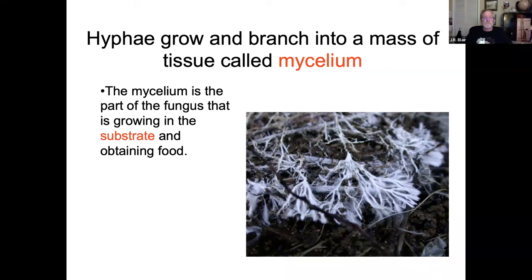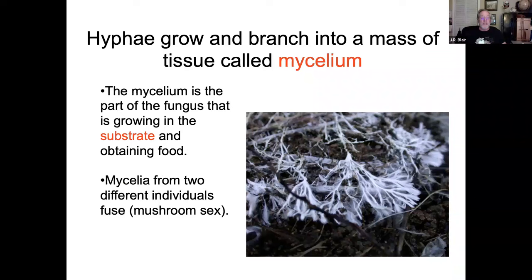Here's a photograph that I took of some mycelium, and you probably recognize that if you turn over a log in the woods, or sometimes a piece of plywood or something like that that's in your backyard, you see this white cobwebby mass of material, and that's going to be mycelium. Now, mycelia from two different individuals can fuse together, and that, ladies and gentlemen, is mushroom sex. And we'll get back to that a little bit later.